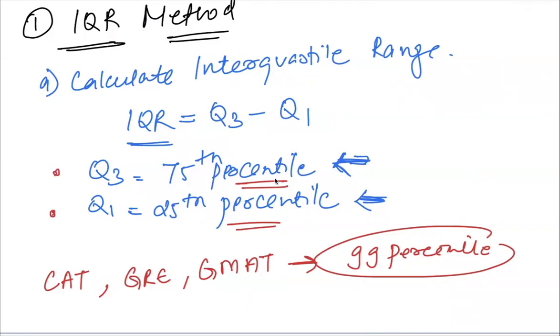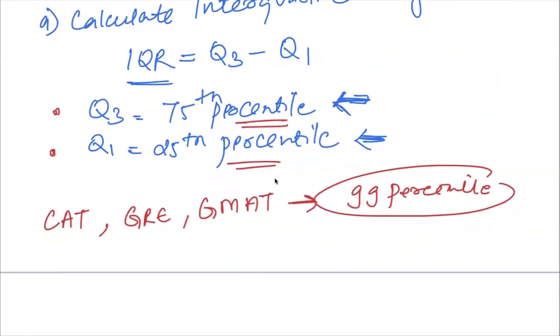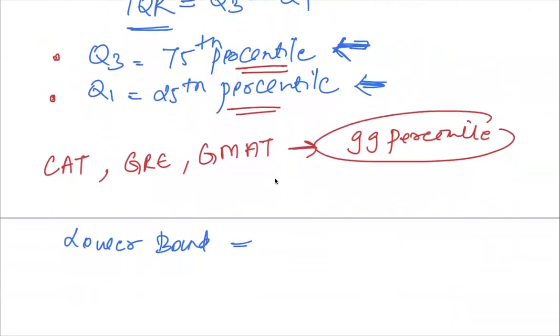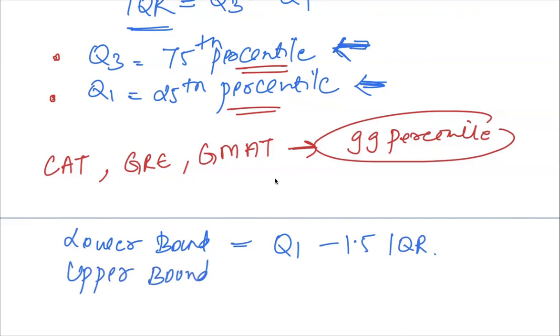So I'll find the lower bound and my upper bound using these quartiles. What is my lower bound? It is quartile 1 minus 1.5 times IQR. And what is my upper bound? My upper bound is quartile 3 plus 1.5 times my IQR.